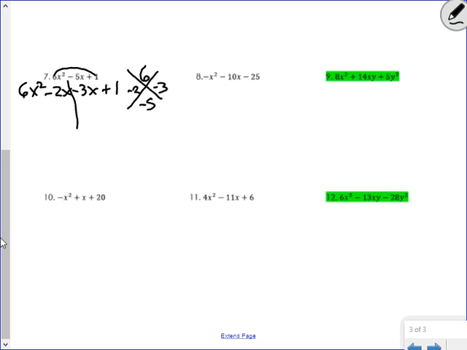Alright, what's the GCF on the left? 2x. They both have a 2 and x you can divide away. So it gives me 3x minus 1. 3x minus 1. And then what's the GCF on the right-hand side? Not just 1, it's a negative 1.